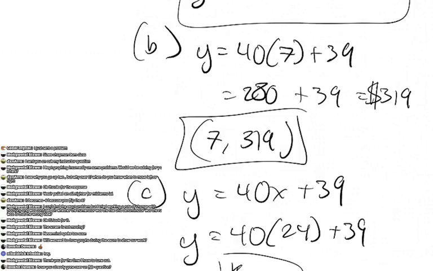Okay, that was correct. And then, which of the following is the correct interpretation? The cost of the plan for 7 months is $319. So B in this case. And I just want to check. Fantastic. Okay.